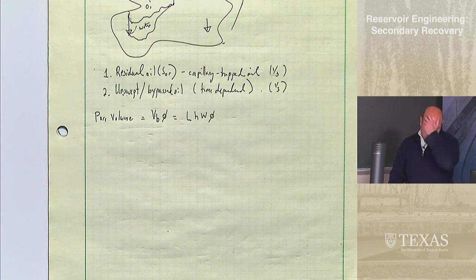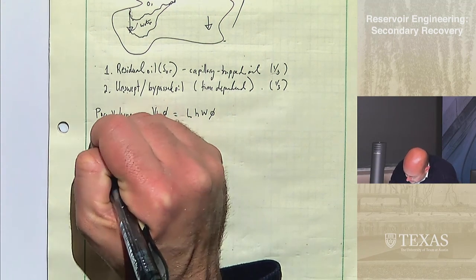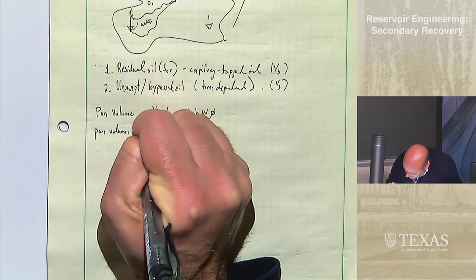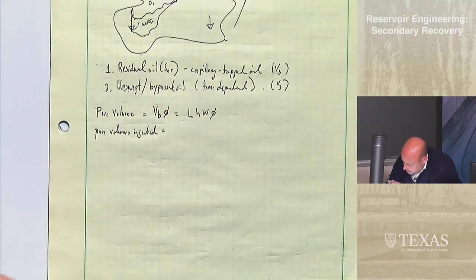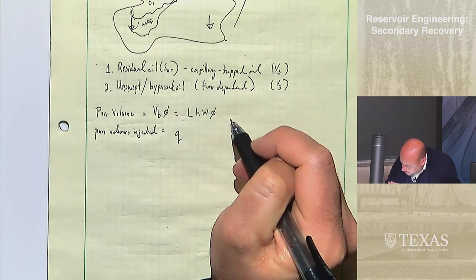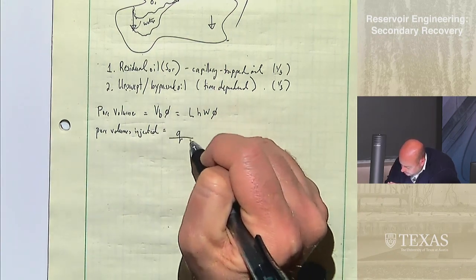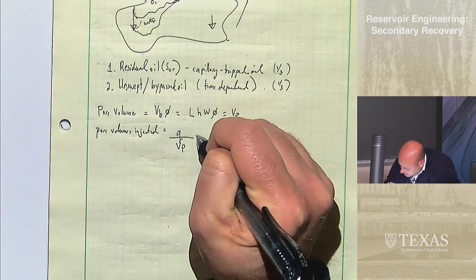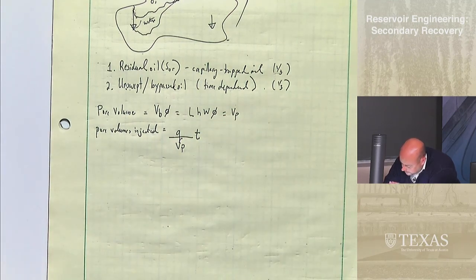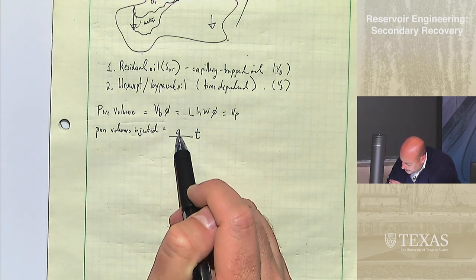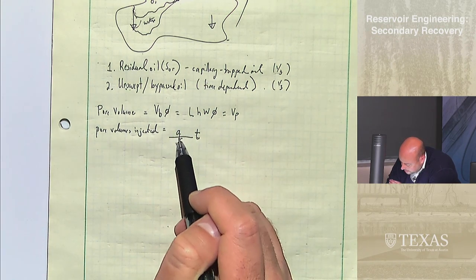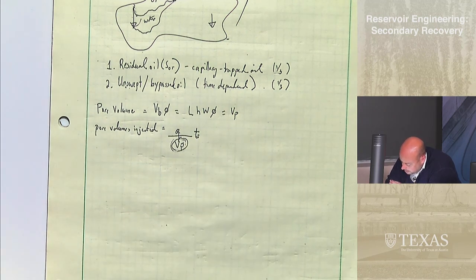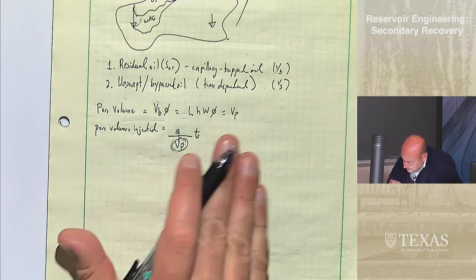And we'll often talk about pore volumes injected. We'll get more to this later. Pore volumes injected is like a dimensionless time. So it's Q times t over the pore volume, V_P. Right, so Q is a rate, a volume per time, times the time is a volume. This is divided by the pore volume, and so that's the pore volumes injected.